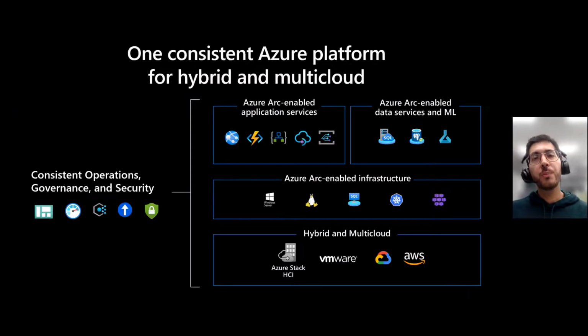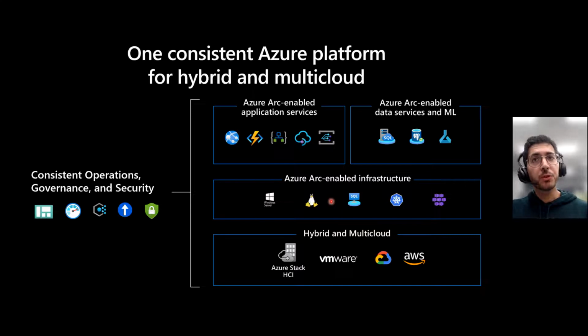So Azure Arc provides different types of services, as we've explained, above the infrastructure or the fabric layer. So you can see at the bottom the different types of infrastructure that we have. So we have cloud providers, we have on-premises platforms like VMware, Azure Stack HCI. And on top of that, Azure Arc provides two types of services. There are Arc-enabled infrastructure, and there are Arc-enabled services.